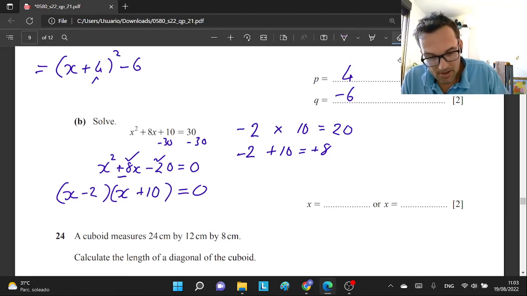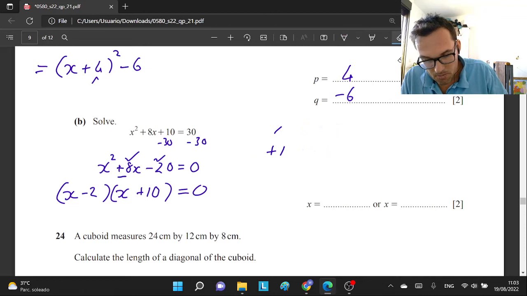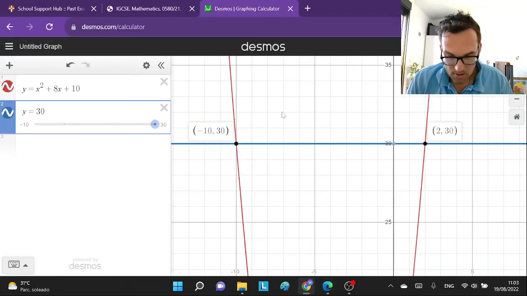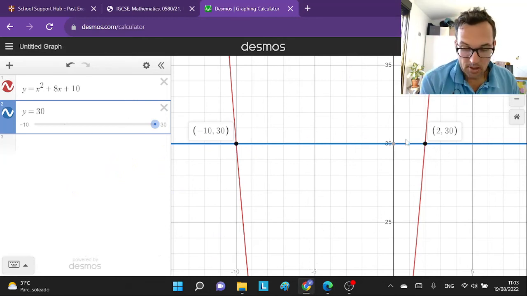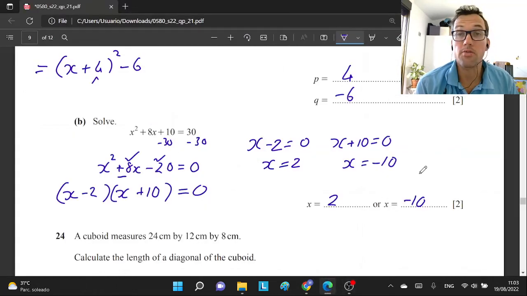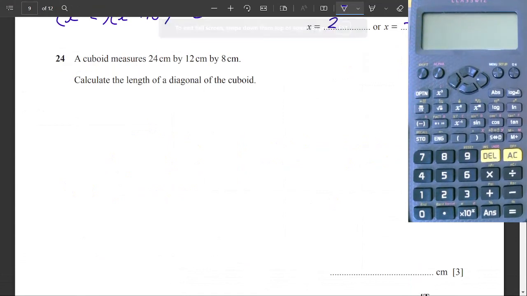What is left to do then is set each bracket equal to 0. So x minus 2 equals 0, which means x equals 2. And x plus 10 equals 0, which means x equals minus 10. We got two answers there, exactly like I showed you at the beginning. Remember? 2 and minus 10, where the line y equals 30 will cross our graph. And you've done it. Question 24 is Pythagoras in 3 dimensions.